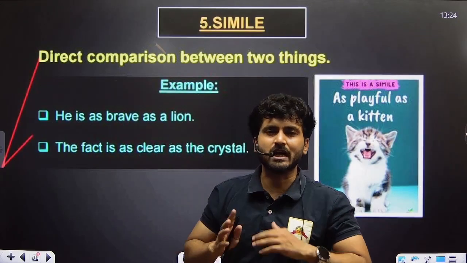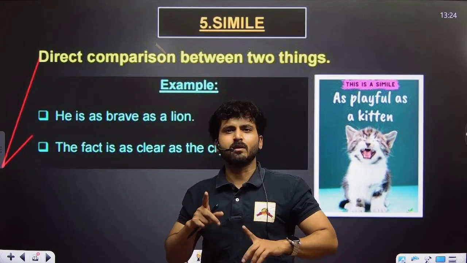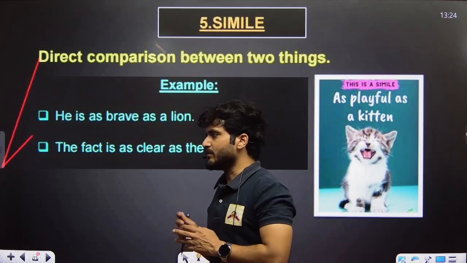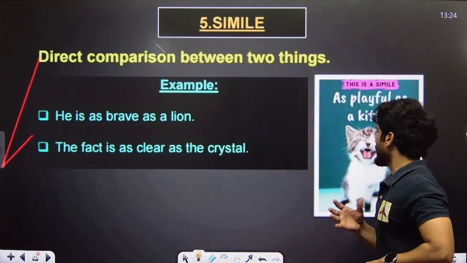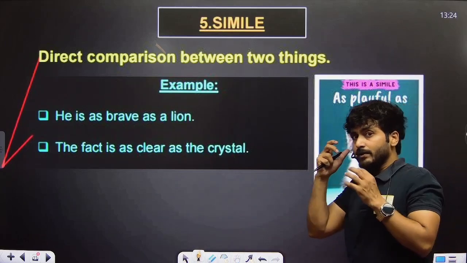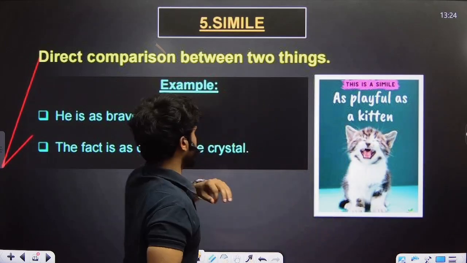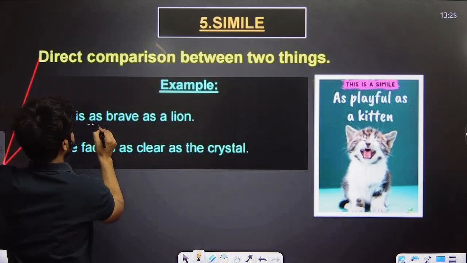In those cases where comparisons are done, we are going to use the metaphor, the simile, the personifications. Okay, so here you can see simile. What happens in the case of simile? As you are observing here, you are going to compare certain things with a certain thing. Like for example here, he is as brave as a lion.